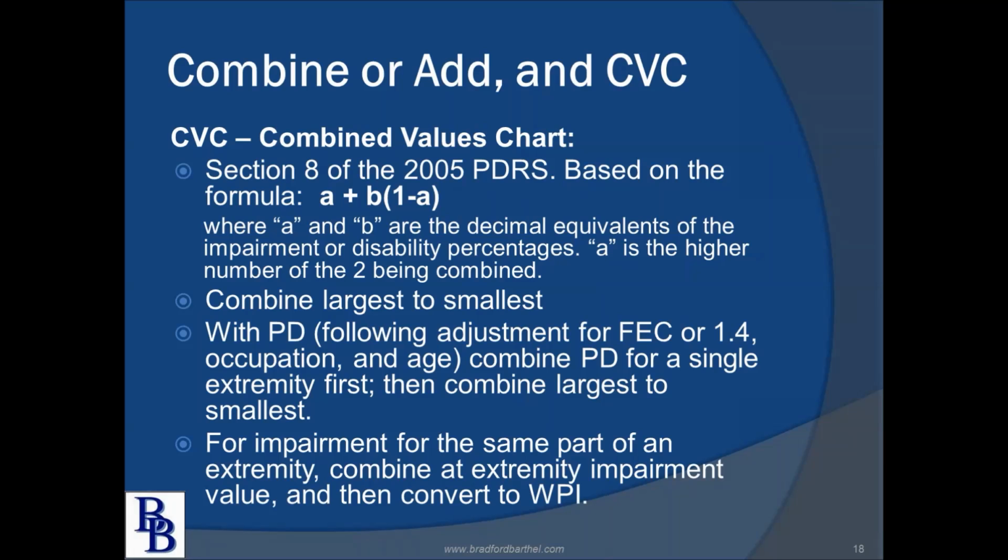Combine in order largest to smallest, with the exception being you do an extremity first. And then after you do the extremities, whatever the same extremities, for instance, the left leg, the right arm, then we combine largest to smallest. For the same part of an extremity, we combine the extremity impairment value and then convert to WPI. So I'm just repeating that instruction we had. If it's the same part of extremity, we combine it at the extremity impairment value first.